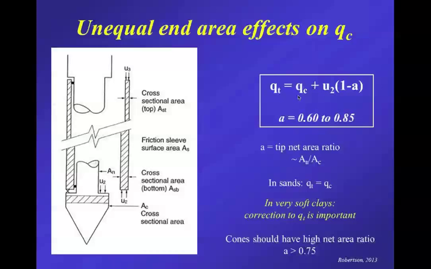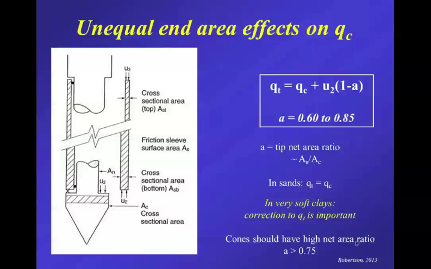QC, as we've seen before, can be a very small number, maybe 5 or 6 atmospheres, and because soft fine-grained soils, when the cone is pushed in, are often undrained, the pore pressure can be a large number, sometimes 80 to 90% of QC. So if QC is like 5 atmospheres, U2 could be 4 atmospheres, and then you have to make a 20% correction of that. And so it's a fairly significant correction.